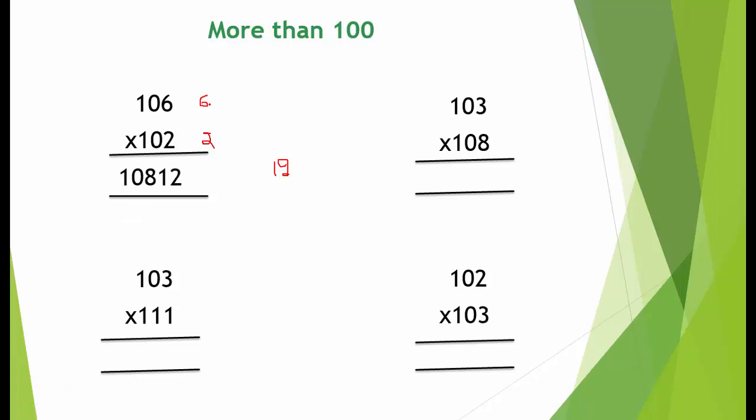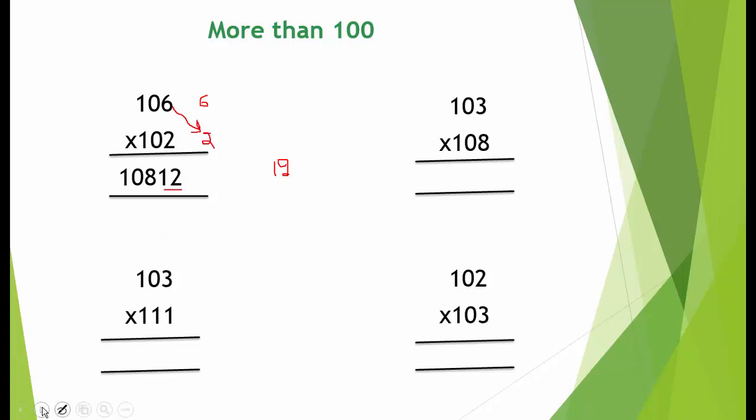First of all, write the difference, that is 6 and 2. Multiply 6 and 2, this will become 12, and add the cross, 2 with 6, or we can say 6 with 102.